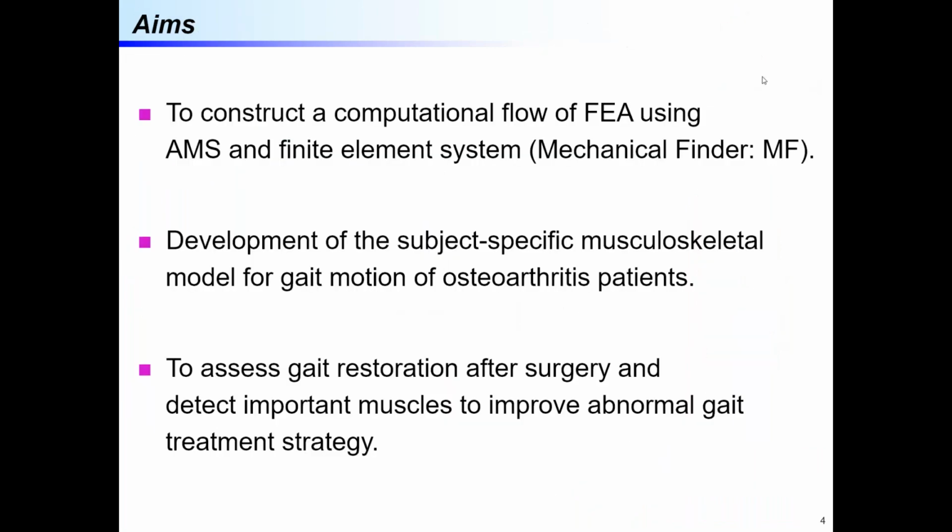So our aims in this project are to construct a computational flow of FEA using the AnyBody modeling system and a finite element system. That is Mechanical Finder. I'd like to introduce it later. Then, development of the subject-specific musculoskeletal model for gait motion of osteoarthritis patients, to assess gait restoration after surgery, and to detect important muscles to improve abnormal gait treatment strategy.